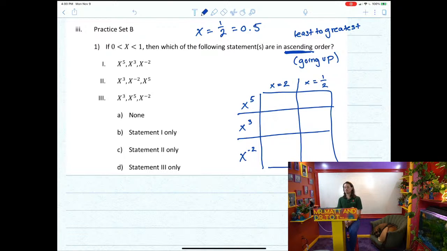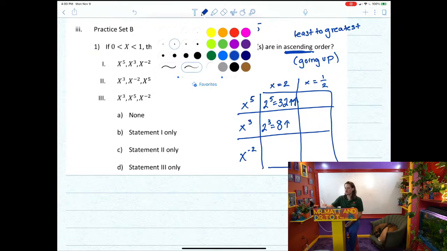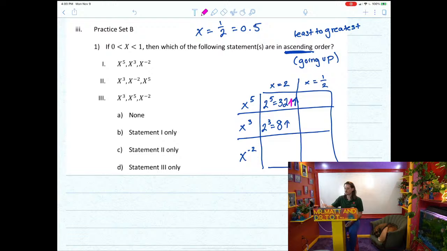Normally, if x were equal to 2, then 2 to the 5th power is 32. So we went up. 2 to the 3rd power is 8. We also went up, but 2 to the 5th really went up. So I'm going to use a different color here. I'm going to put 2 arrows for x to the 5th, and 1 arrow for x to the third.